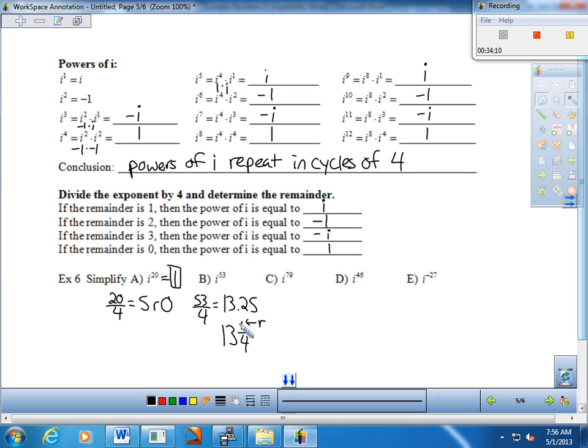And if we are a remainder of 1 in our cycle of 4, that means we're at the top in our cycle of 4. Sorry for the redundancy there. And if we're at the top, hey guys, i to the 53rd happens to be i.